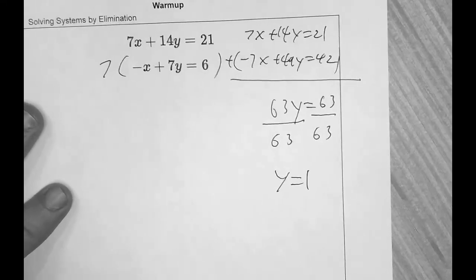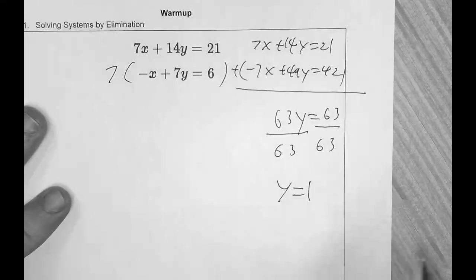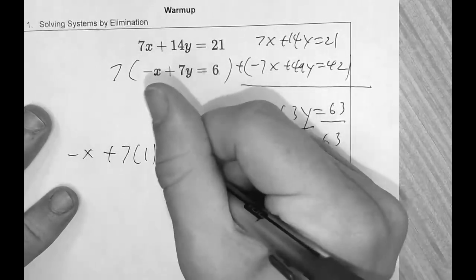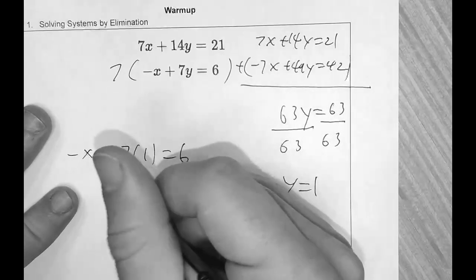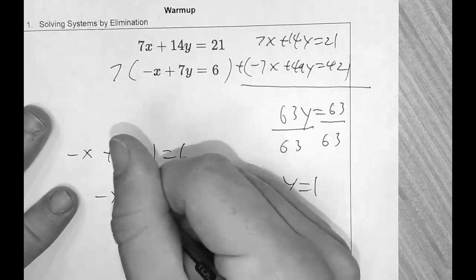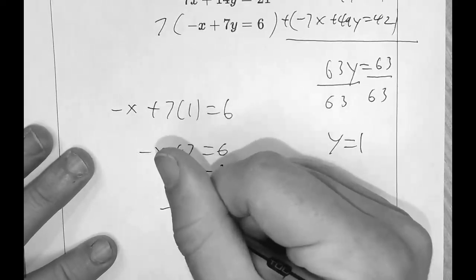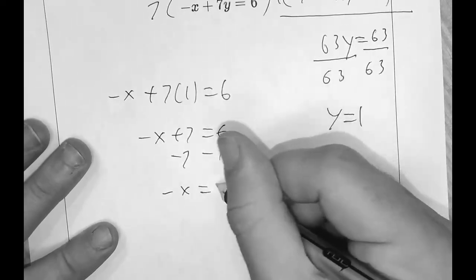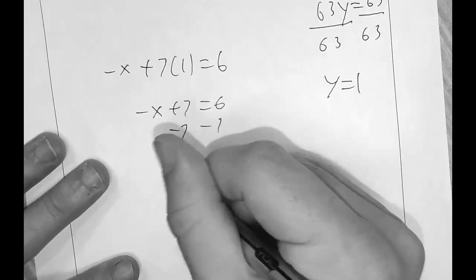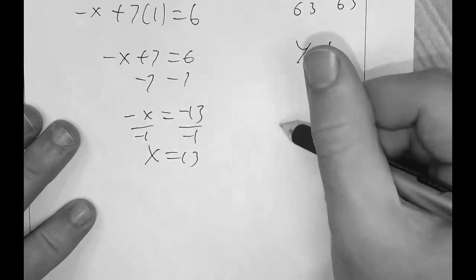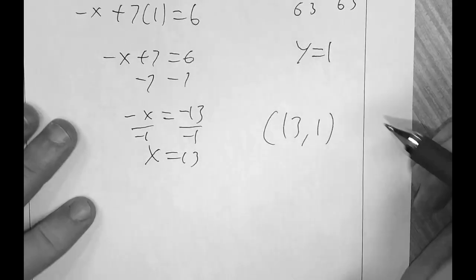Okay. Now that I know that y equals 1, I go back and I plug it in. Negative x plus 7 times 1 equals 6. Okay, so negative x plus 7 equals 6, minus 7, negative x equals negative 13. So x divided by negative 1 divided by negative 1, x equals 13. So your answer is 13, 1.